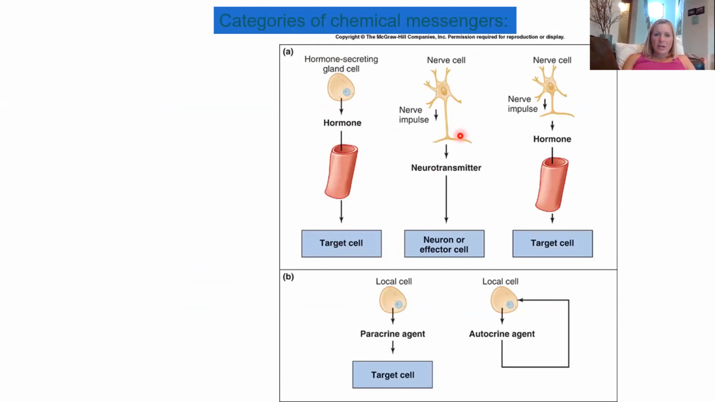Again, the nervous system can also do these types of things as well. I can have a hormone released via neural impulse, and that'll have an effect on a target cell, or I can have a neural cell send a neurotransmitter, and that'll be really fast, and this will have an effect on a cell as well. Again, a paracrine agent is going to affect a local cell, somebody that's its neighbor, basically. And then the autocrine agent is going to have an effect on itself.